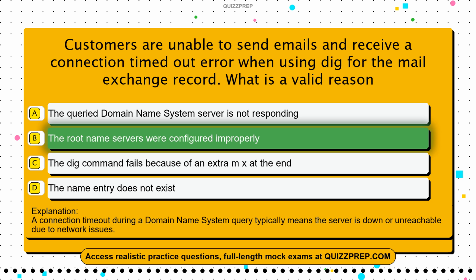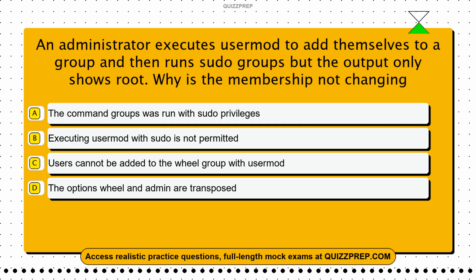Question 68. An administrator executes usermod to add themselves to a group and then runs sudo groups, but the output only shows root. Why is the membership not changing? Option A. The command groups was run with sudo privileges. Option B. Executing usermod with sudo is not permitted. Option C. Users cannot be added to the wheel group with usermod. Option D. The options wheel and admin are transposed.